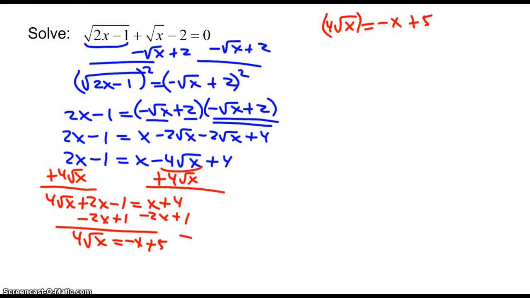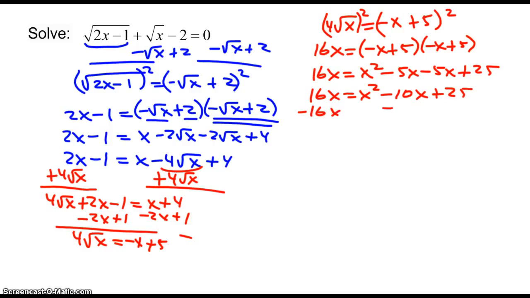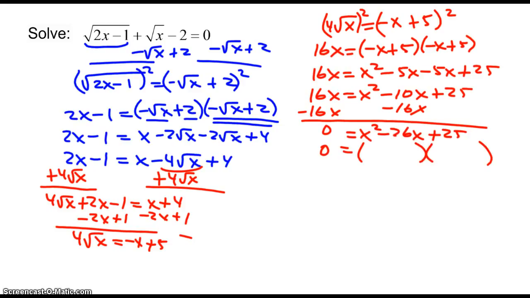Now, I'm going to square both sides again to get rid of that last square root. On this side, I have 16 times x. And on this side, I have a negative x plus 5 times another negative x plus 5. And that's going to be a positive x squared minus 5x minus another 5x plus 25. When you combine like terms, you'll get this. And then, again, a quadratic, so I need to get everything on one side and a 0 on the other. And so I would have 0 over here equals x squared minus 26x plus 25. And that could be solved by factoring.